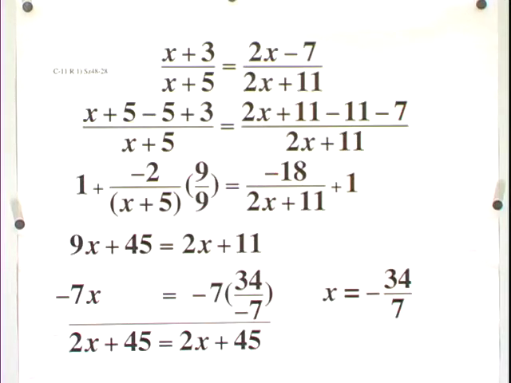So that means these denominators must be equal. Remember, the number on this side is equal to the number on this side. So I'm going to multiply 9 times x. I get it right here. 9 times 5, 45. And then write this 2x plus 11. They must be equal, the two denominators.